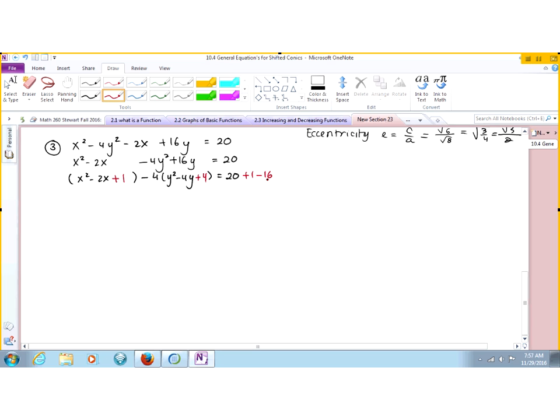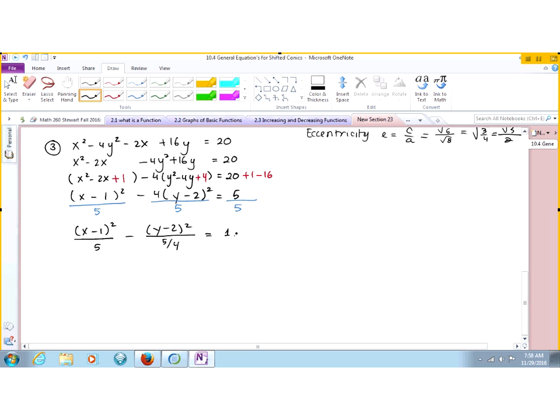Right? Good. Now let's write down the binomial square. So this is x minus 1 squared minus 4 times y minus 2 squared is equal to, what is it, 15? 5? All right. So what am I going to do now? Divide by 5? Yes. So my equation is x minus 1 squared over 5 minus y minus 2 squared over 5 over 4 is equal to 1. Yeah. So look at the middle. We want something on the bottom so we know what b is.